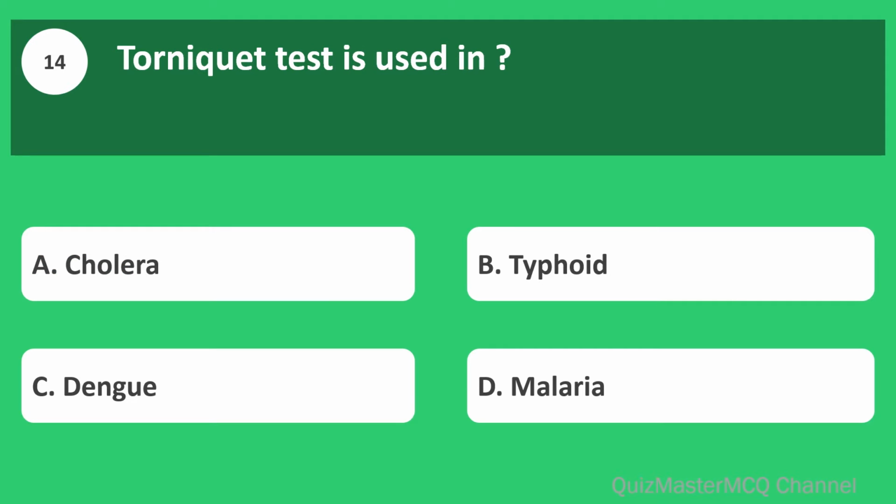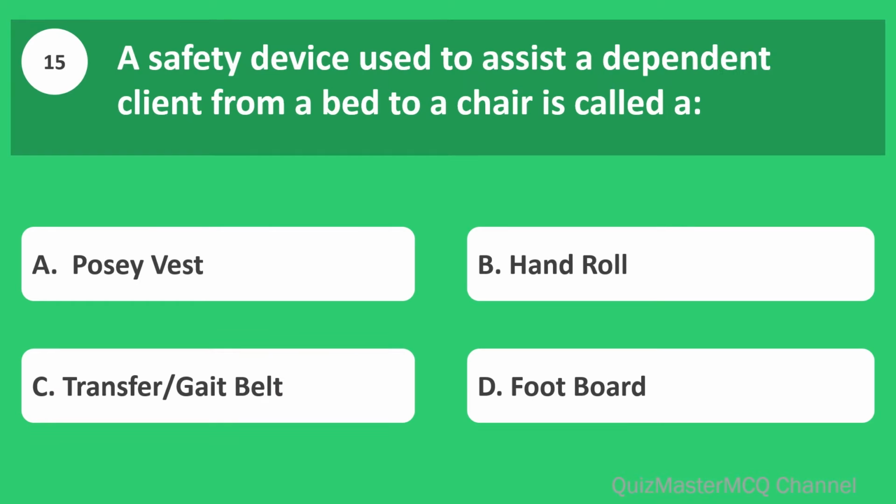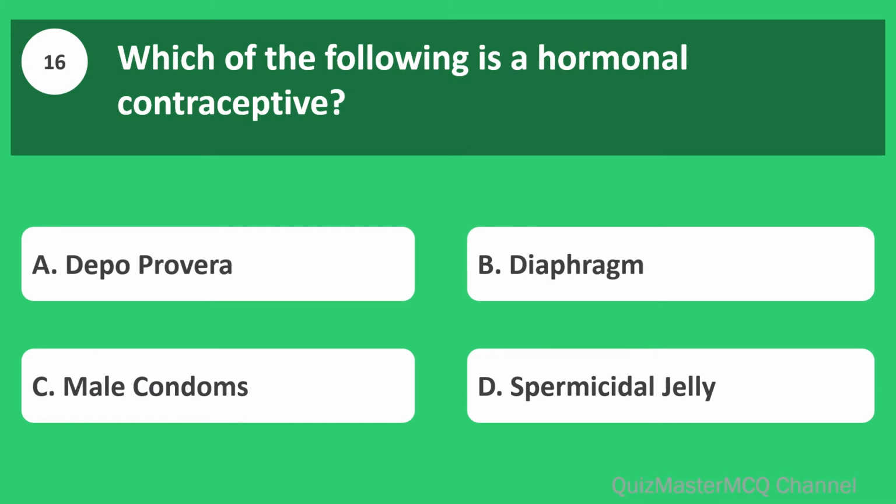Tourniquet test is used in dengue. A safety device used to assist a dependent client from a bed to a chair is called a transfer gate belt. Which of the following is a hormonal contraceptive? Depo-Provera.